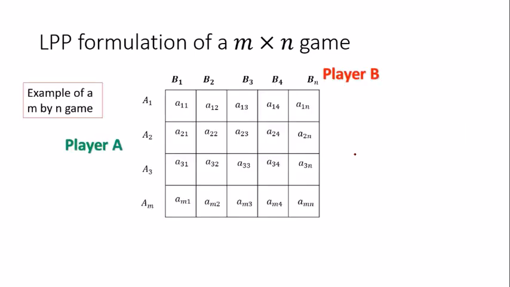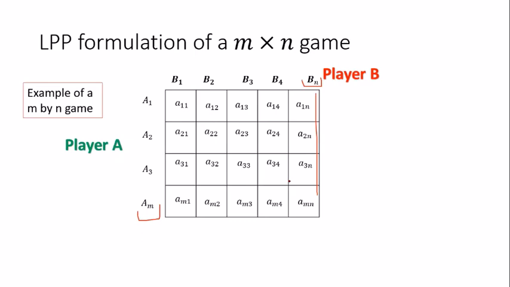Now look at the matrix representation of the game in order to understand the LPP formulation. Although it's a 4 cross 5, I have written it as A1, A2, A3, and suppose this is the mth row, and on this side B1, B2, B3, B4. Instead of B5, I have written Bn, say this is the last column, just to give you an idea of a general m cross n game. So this is the payoff matrix which is given to us.